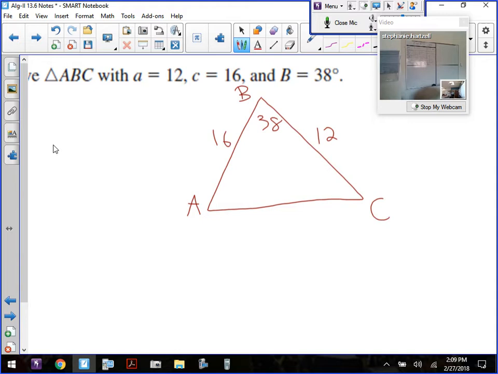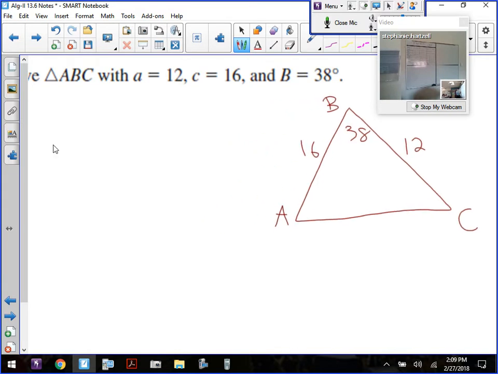This is forcing me to find a side length opposite which angle? B. It's forcing me to find the side length b. So what I do is I write out the law of cosines in terms of B. The side opposite is the other two sides. So b squared is going to be a squared plus c squared minus 2ac cosine of B. And now you fill in the blanks.